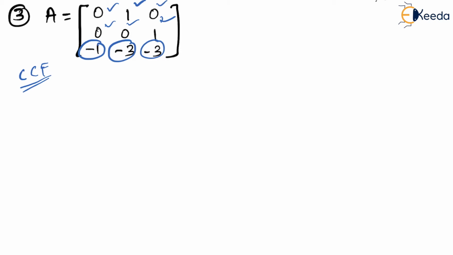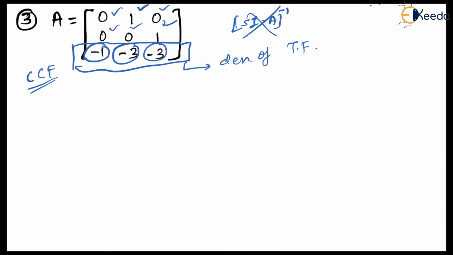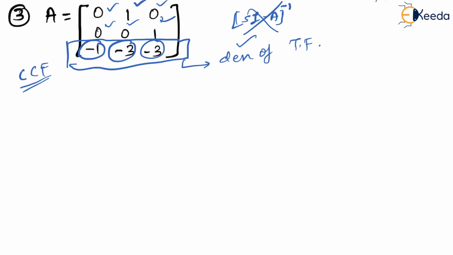So in order to form the transfer function, you may need the matrix sI minus A inverse, right? But do you actually need this? No. Why? Because we know that the last row of this matrix A is formed from the denominator of the transfer function. So this last row will give me the denominator of the transfer function. And what is the denominator of the transfer function here? It is nothing but the characteristic equation. So if I have this characteristic equation, I will be able to comment on the stability of the system, right?